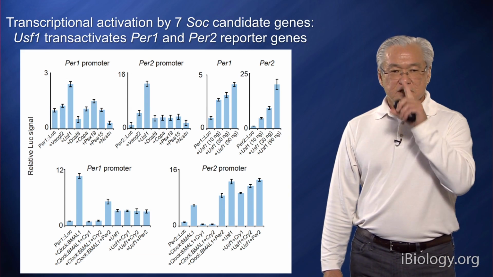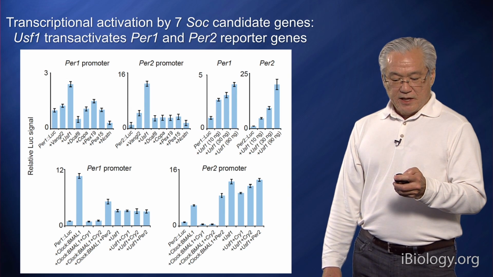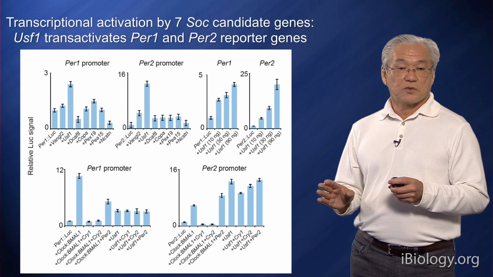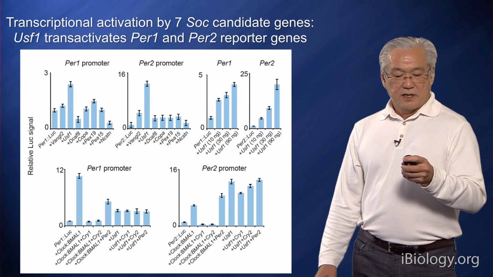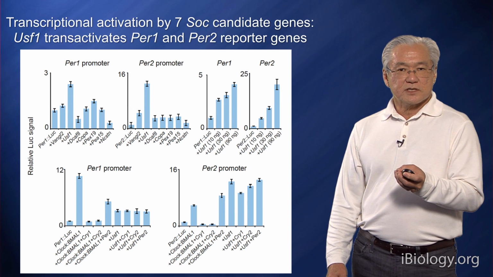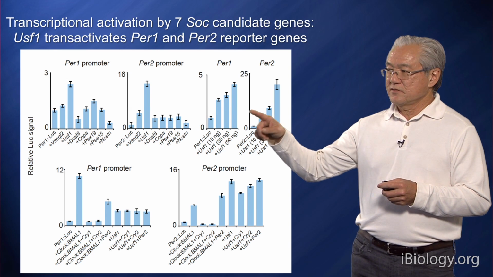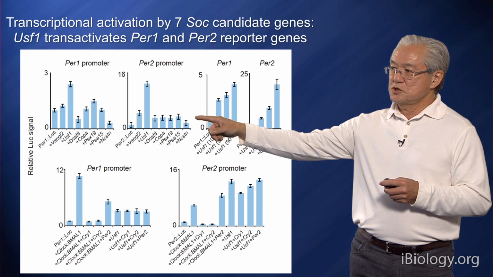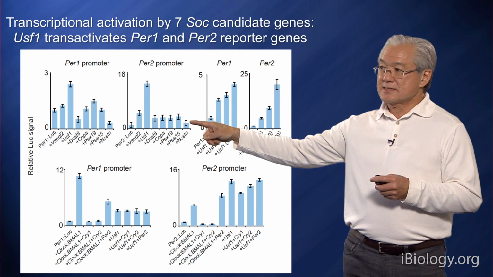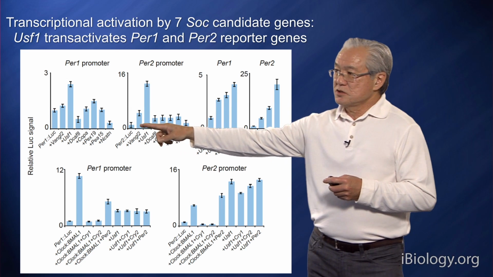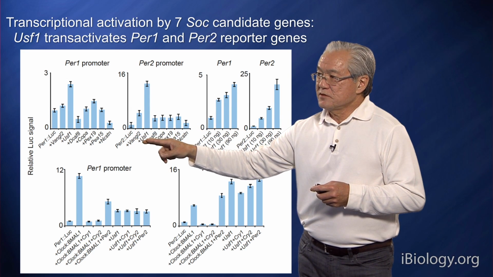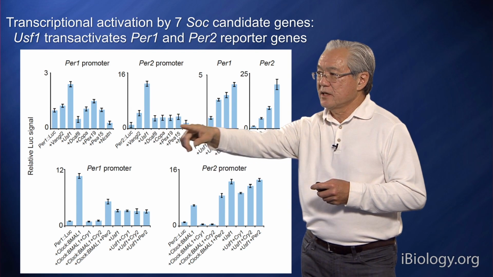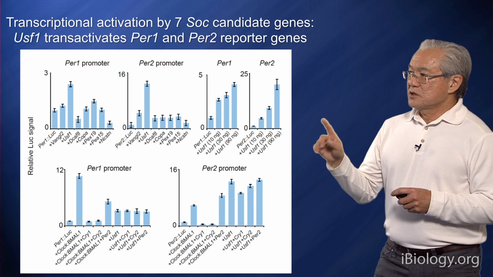USF1 is interesting because it's a transcription factor, and because the PER genes and CRY gene RNAs were elevated, that suggested that maybe their transcription was elevated. And so we tested the 7 candidate genes for activation of the PER1 and PER2 genes using promoter assays. And these 2 graphs show that of these 7 genes, USF1 strongly activates both PER2 and PER1 in a dose-dependent manner.